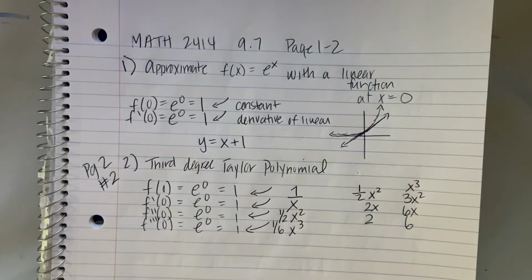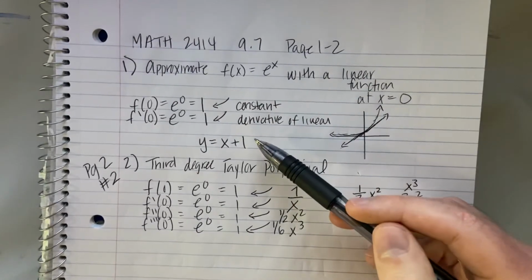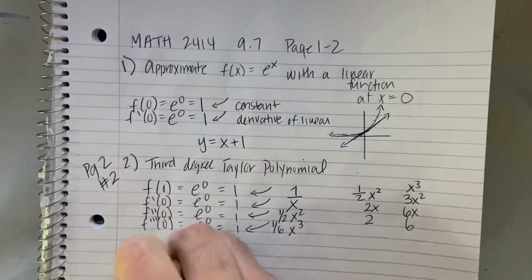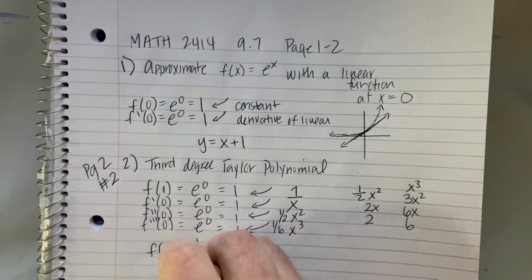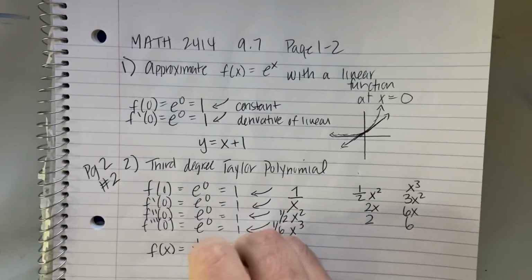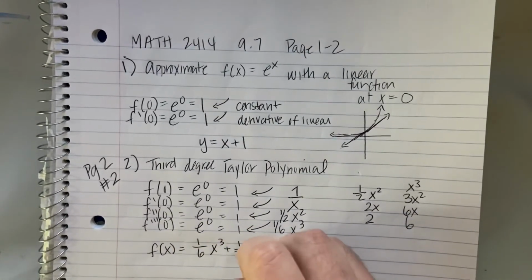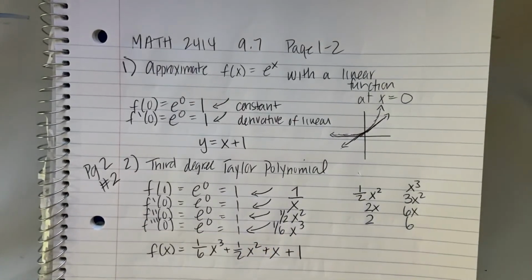So the Taylor polynomial approximation around e to the x, that's third degree, instead of just x plus 1, is now 1/6 x cubed plus 1/2 x squared plus x plus 1.